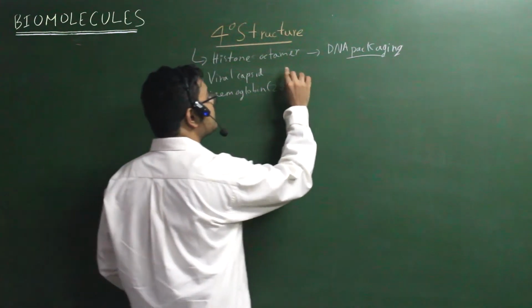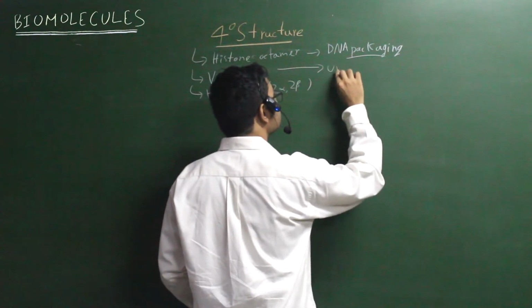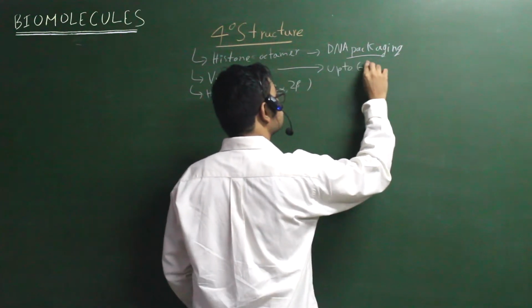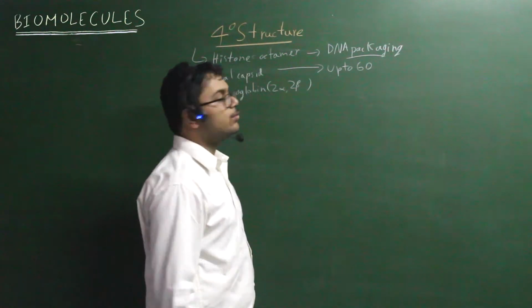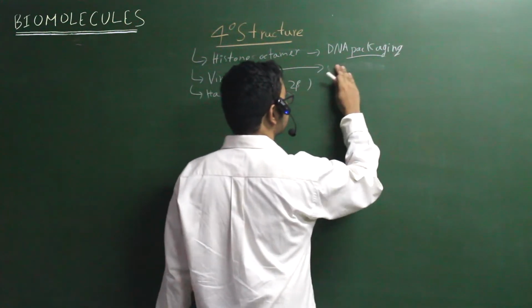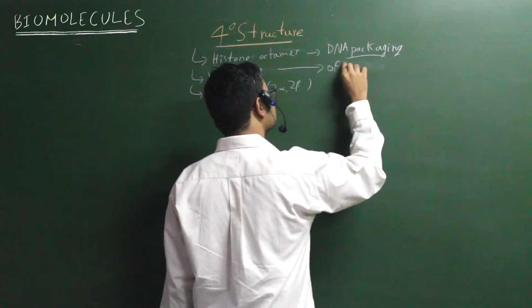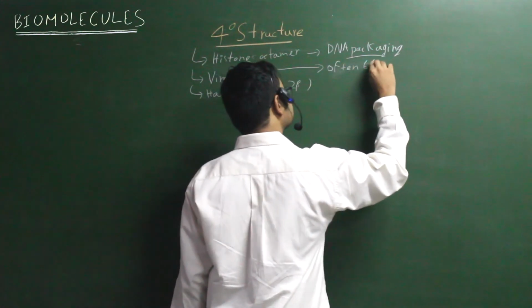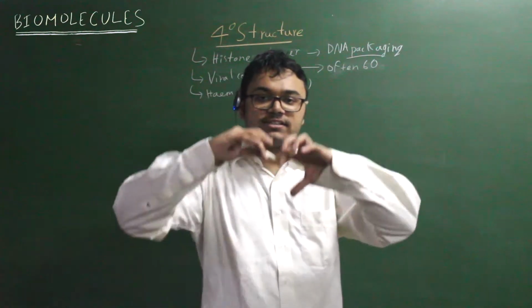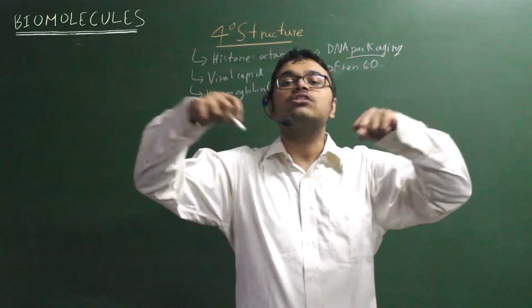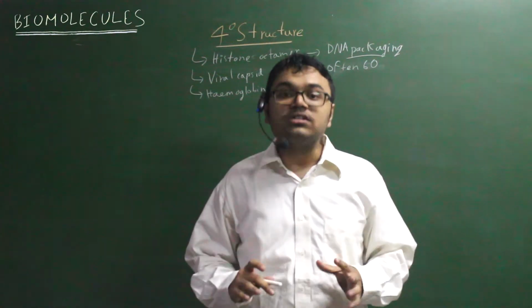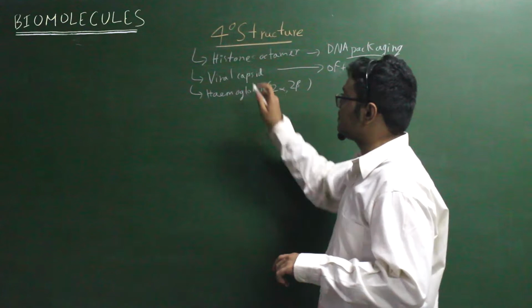Then there are viral capsids. These can be up to 60. No, I think these are often 60. They can be even higher. So often 60 different polypeptides all tied up together to create a protein coat around a virus. The protein coat in biology is called a capsid.